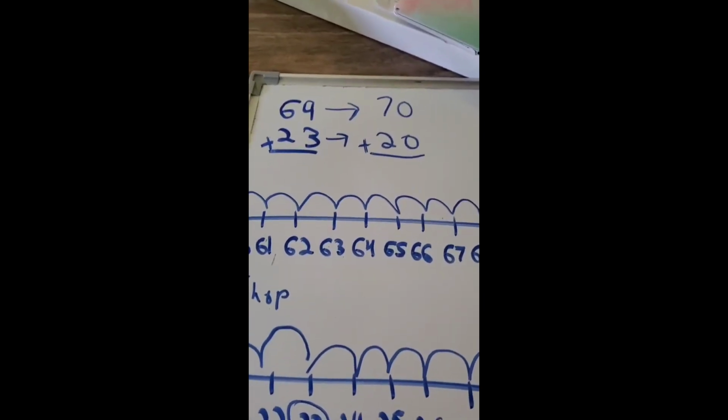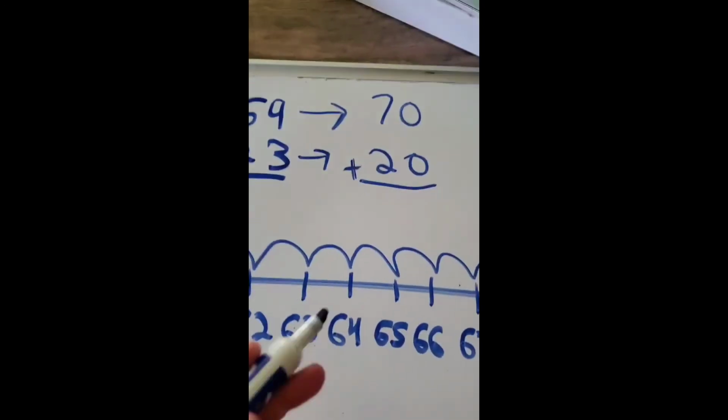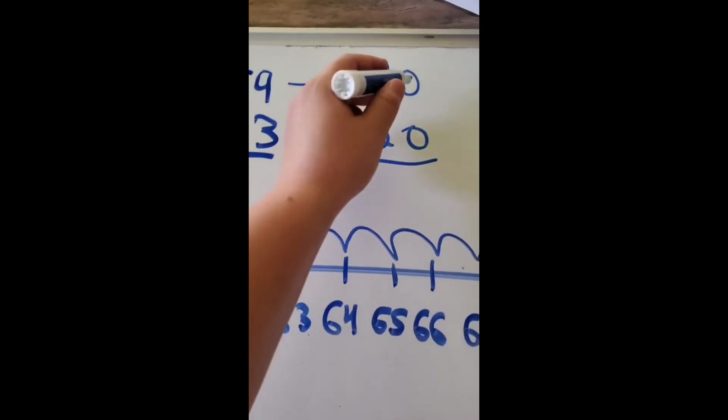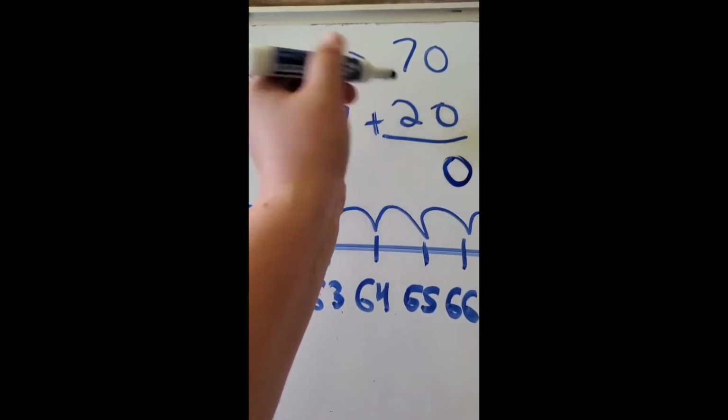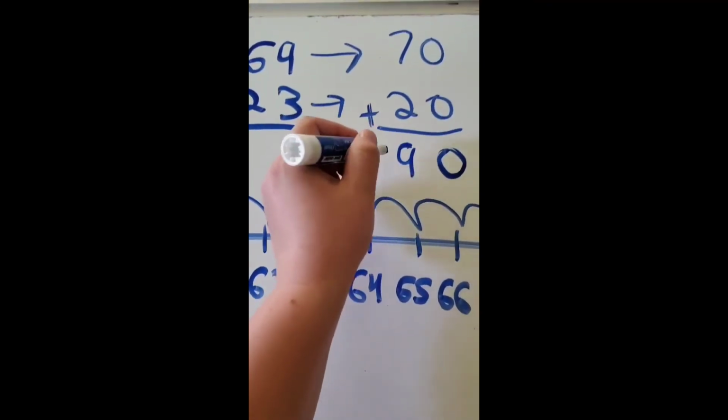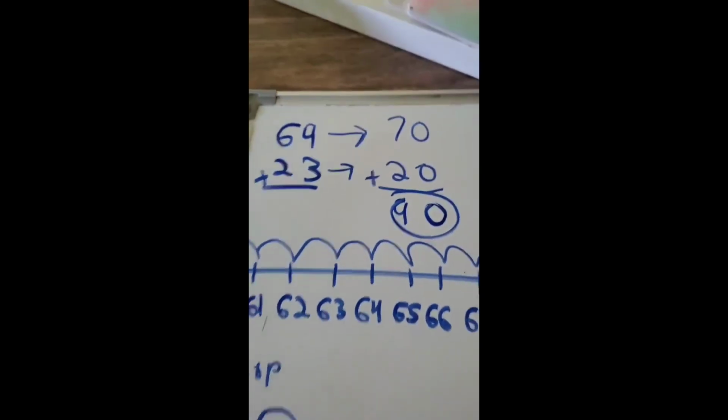Okay, so now we're going to add 70 and 20 together. What is that? 0 plus 0 is 0. 7 plus 2 is 9. So 90. 90 is our good estimate to solving 69 and 23. Isn't that super cool? That's the estimate, it is 90.